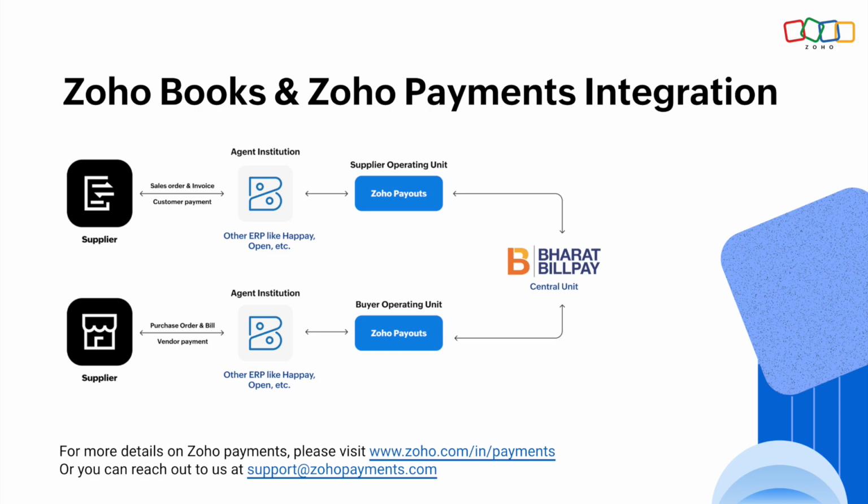Let me explain this flowchart. If you create a sales invoice, you can push that particular sales invoice to BBPS via Zoho Payouts. From BBPS, this invoice will be created as a purchase bill for the user who is using Zoho Books or any other ERP software. Once this customer makes the payment, it will come through Zoho Payout and be posted in Zoho Books as a journal entry showing that a payment has been made. Through this, you can manage B2B transactions and the invoice lifecycle.